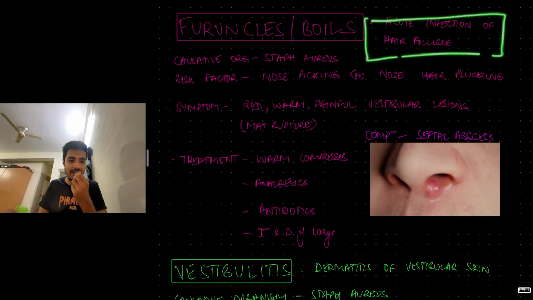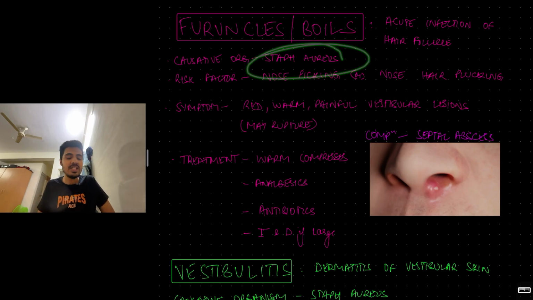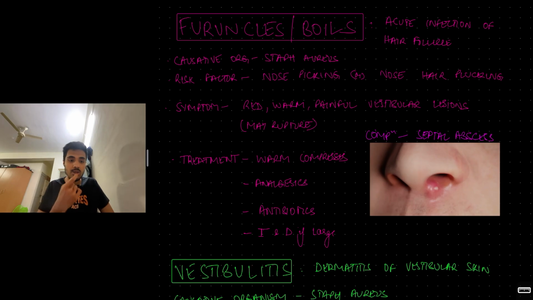As we know, in the nasal vestibule, you have nasal vibrissae. What are they? Basically hair. So the acute infection of the follicles of these hair is furuncles or boils. It is caused by Staphylococcus aureus. Risk factors are digging of the nose and plucking of the hair. These are all risk factors because they cause injury there, right?